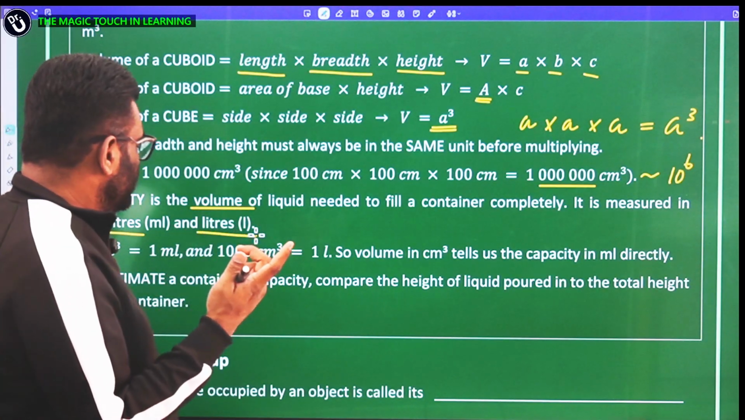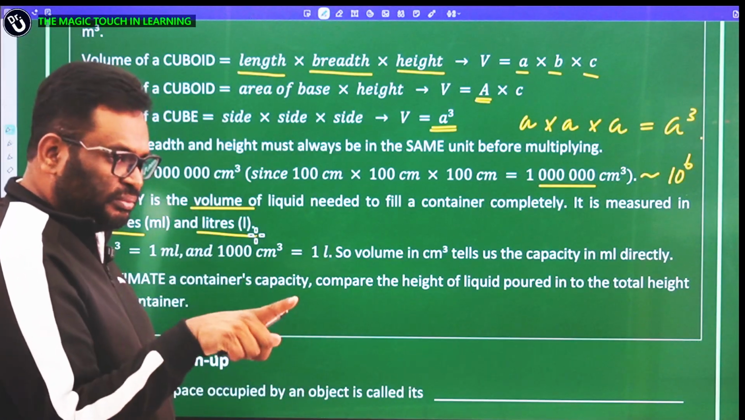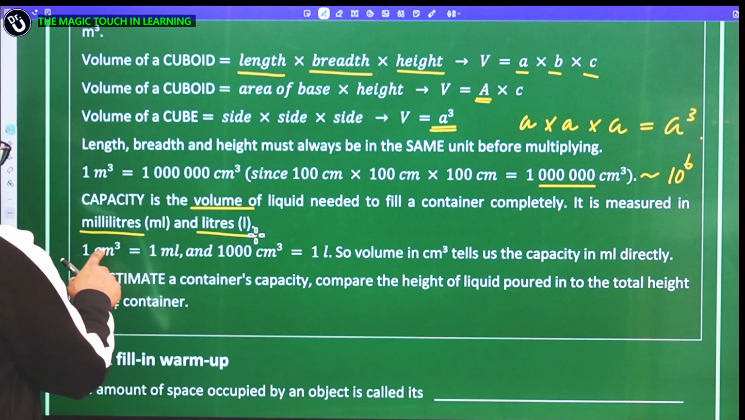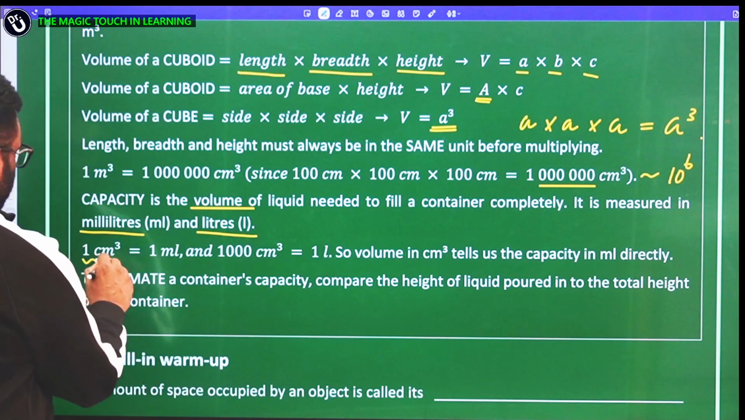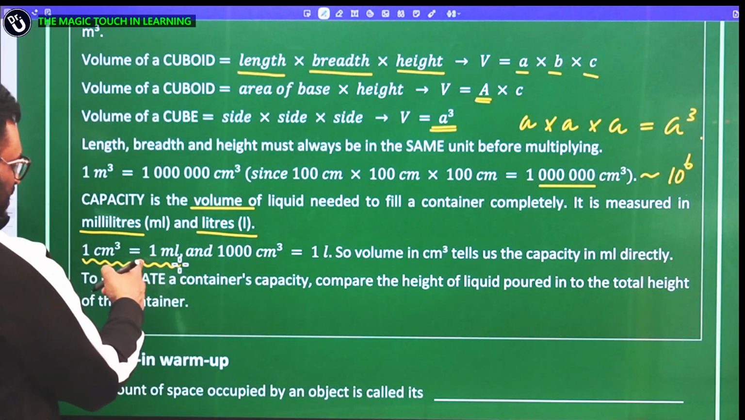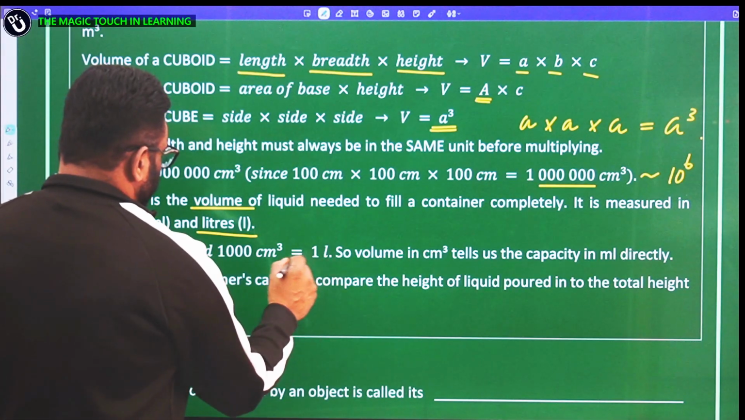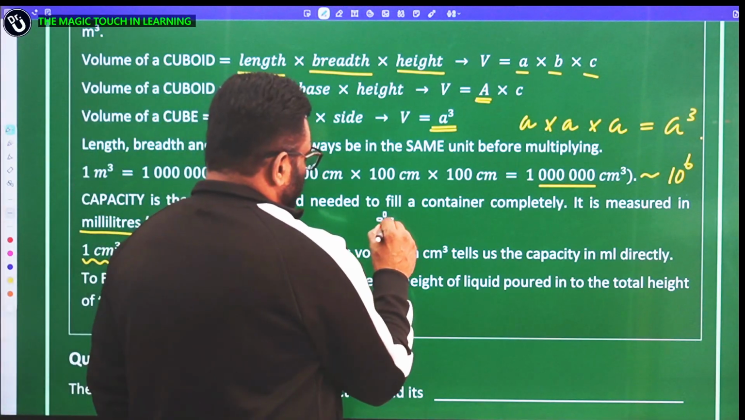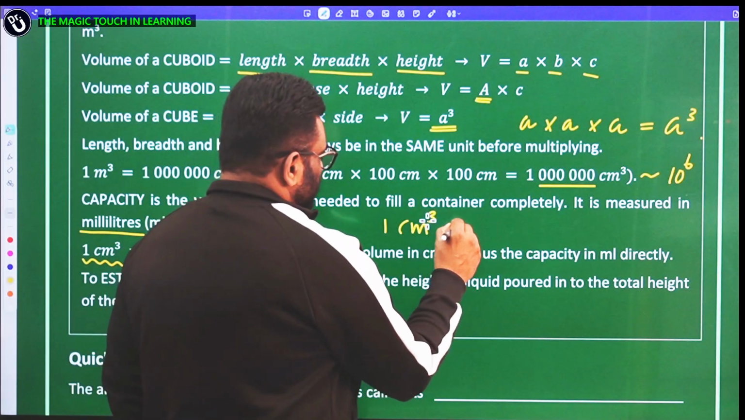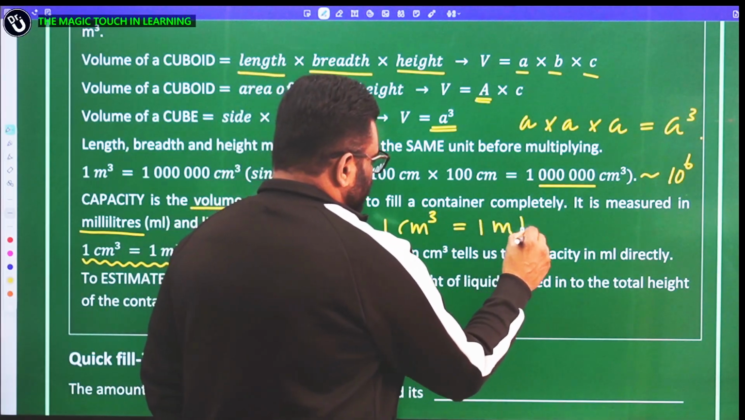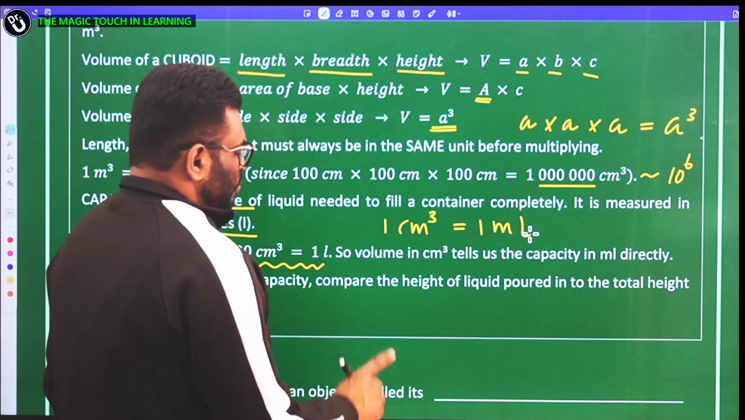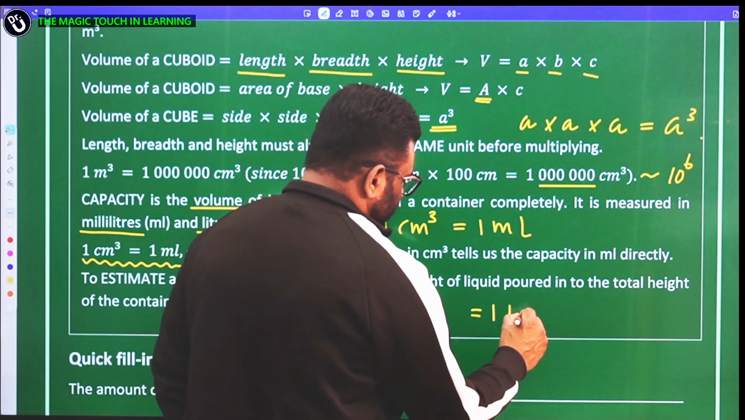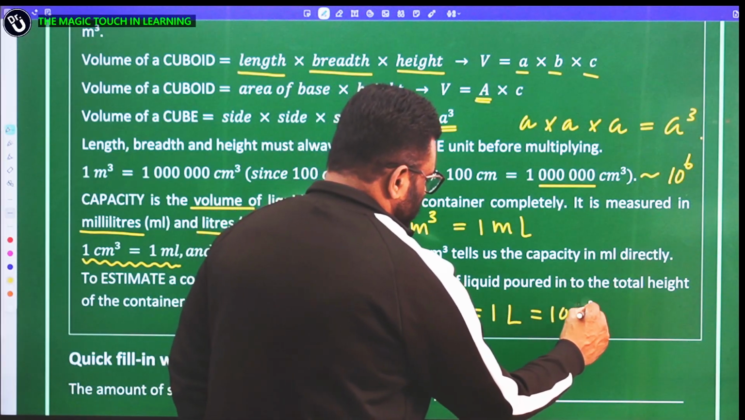So how much is 1 liter in terms of volume? That conversion is shown here. 1 cubic centimeter is equal to 1 milliliter. So this is the conversion. If you know this basic rule, you can find 1 liter in terms of cubic centimeters. Now what you understood: 1 cubic centimeter is equal to 1 milliliter. Now 1 liter means 1000 milliliters.